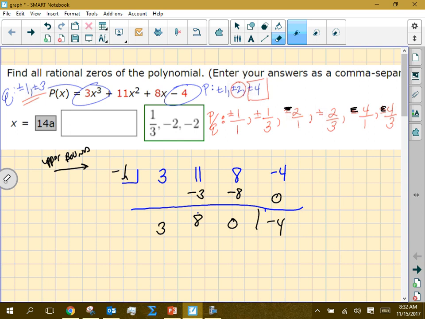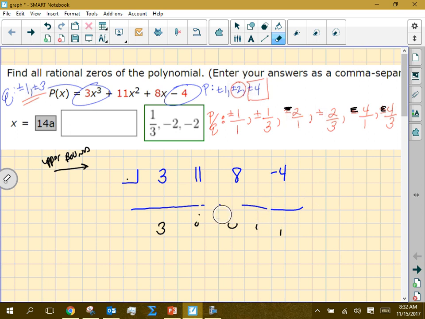Okay, I want to look at alternating specifically here because we chose a negative number to divide by. And that's the upper and lower bound theorem. So the only thing that synthetic division tells me is that negative 1 doesn't work, and ultimately I can't kick out any other values. So then I try another value.